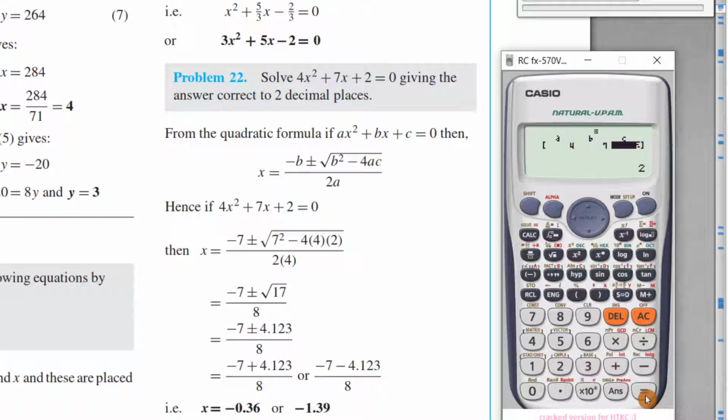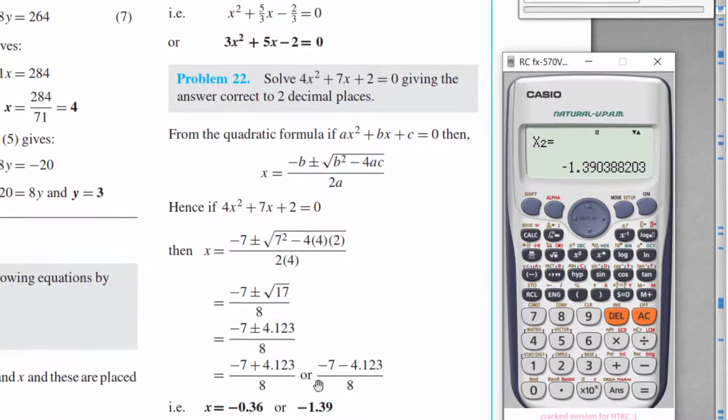Let's calculate it. x1 equals minus 0.3596. That's x1, approximately minus 0.36, but that's the exact value, the exact answer. Regarding x2, which is minus 1.39, let's see how the calculator evaluates it for us. Minus 1.39. You see it is the same.